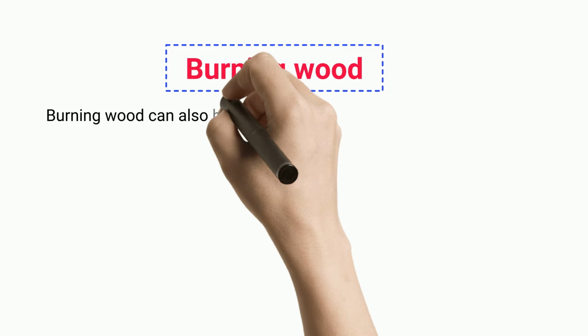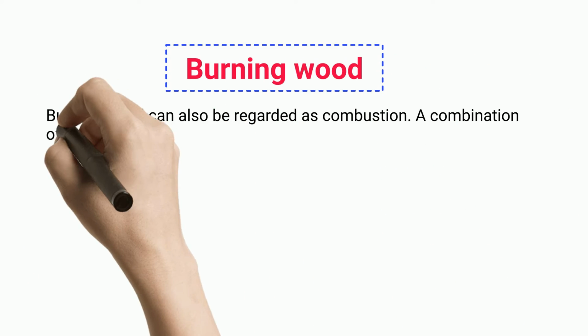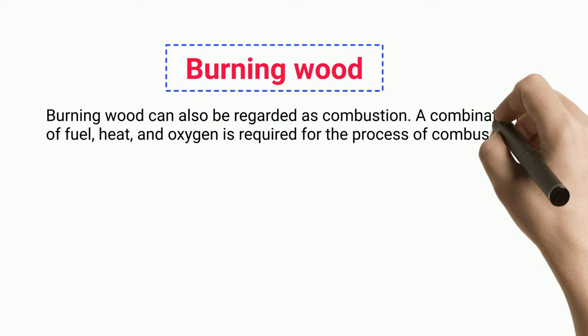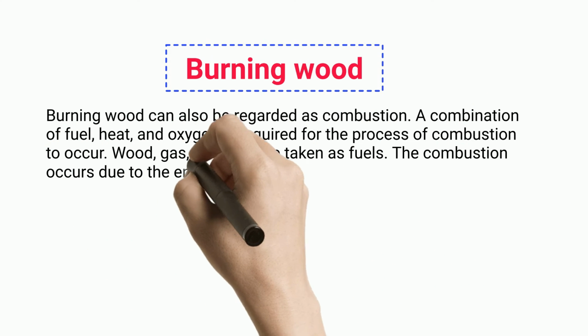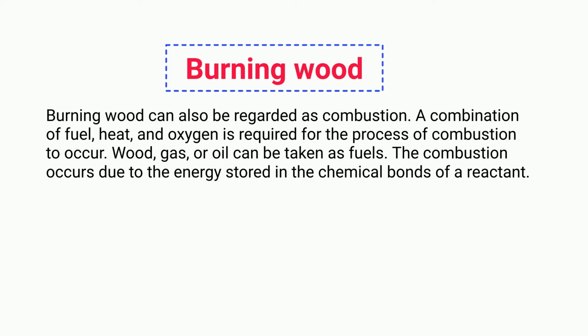Burning wood. Burning wood can also be regarded as combustion. A combination of fuel, heat, and oxygen is required for the process of combustion to occur. Wood, gas, or oil can be taken as fuels. The combustion occurs due to the energy stored in the chemical bonds of a reactant.